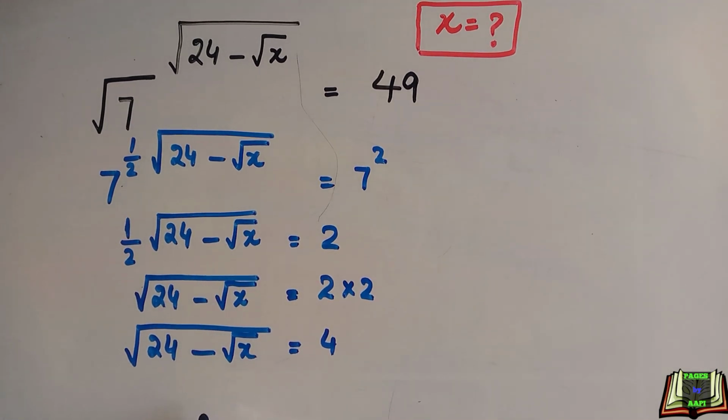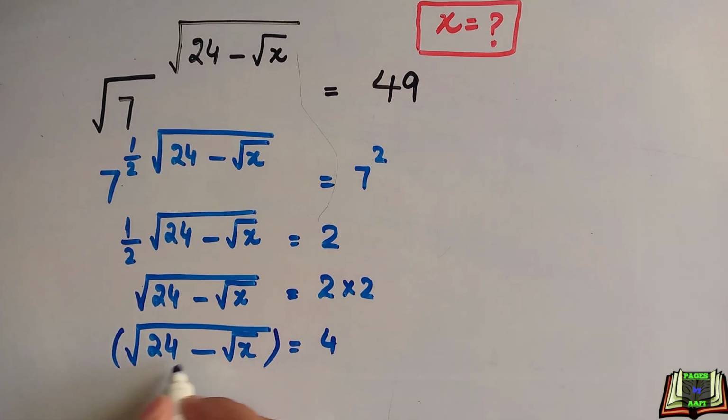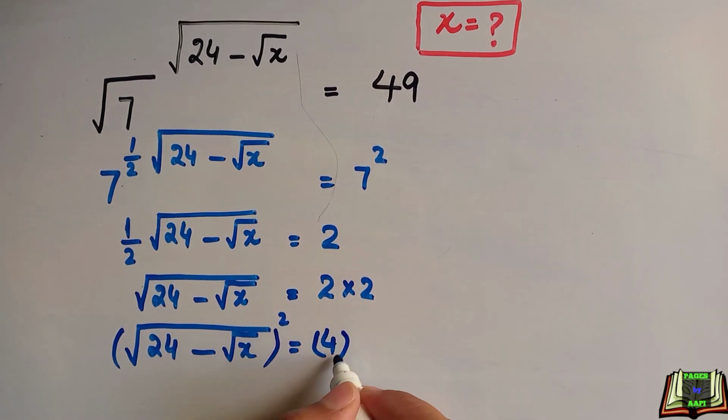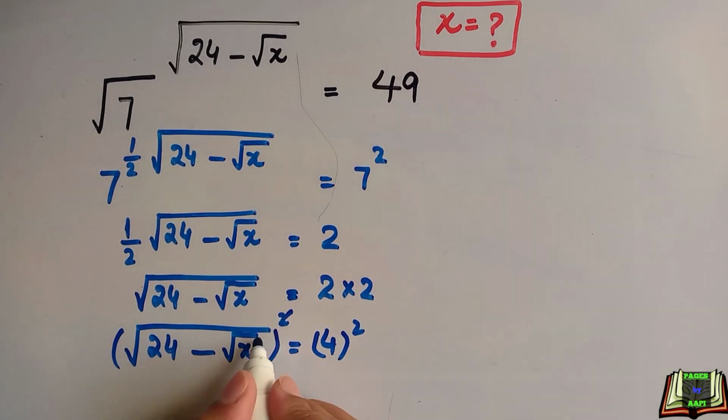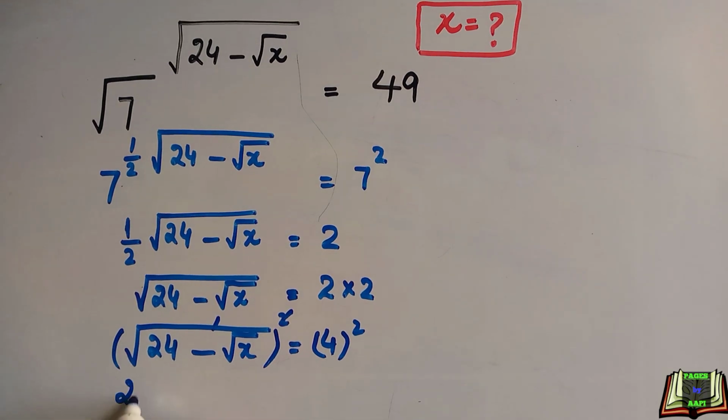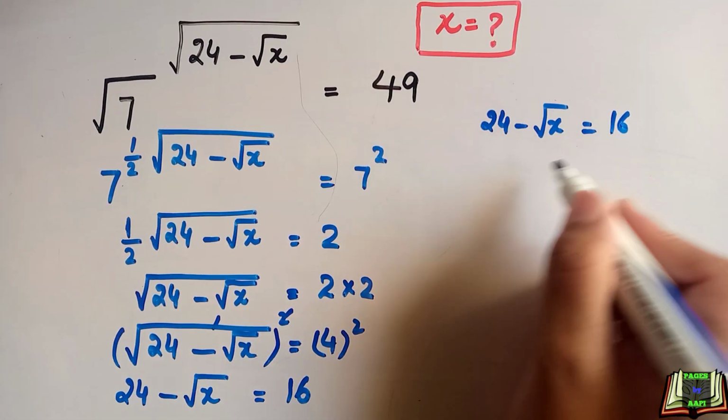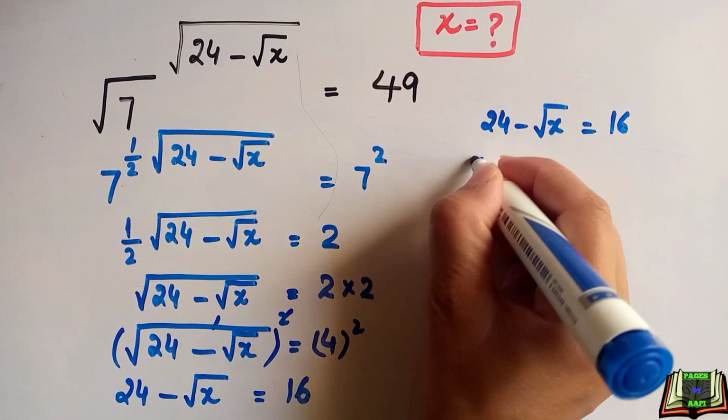Now we are going to take square of this equation on both sides. So taking square of this and this, root and square will be cancelled out. We are left with 24 minus root of x is equal to 4 times 4 is 16. We will solve the rest part here.